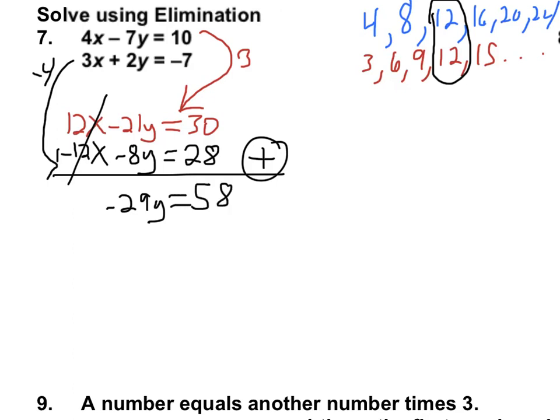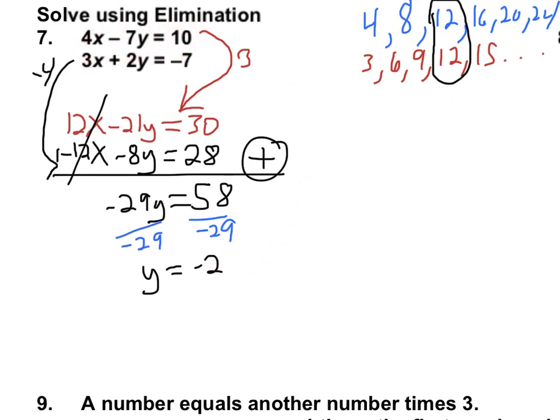Okay, so then let's figure out y. Let's divide by negative 29. And that does actually come out evenly. Y equals negative 2. Alright, so just like in all the others, once you know what one of them equals, plug it back into one of the originals and see what the other one equals.